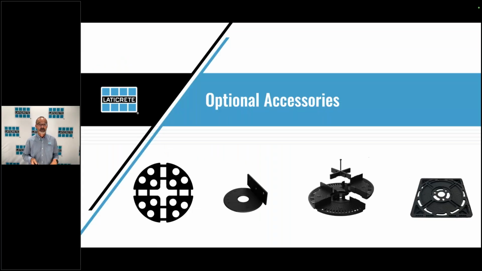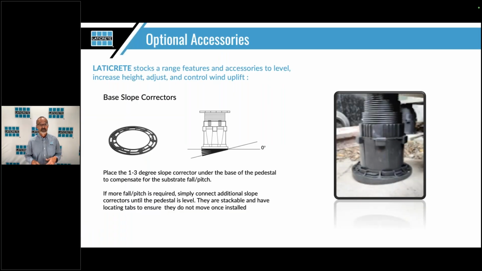Now we're going to talk about the optional accessories. I think you'll see most of them are necessary on a fairly regular basis. Now we're going to talk about the base slope correctors. So our base slope correctors are 3 degrees. I don't know if you can see that. There are 3 lugs on them. They actually will snap together. So if you're adding multiple of these together, you can just put them one after another, after another, after another.